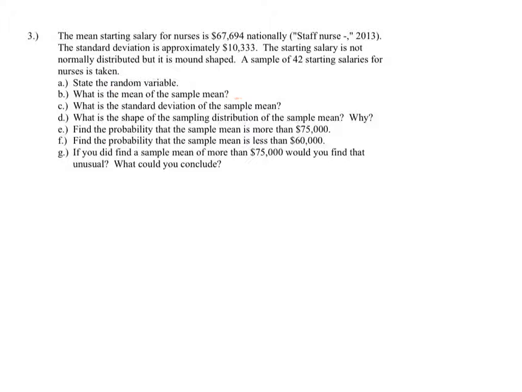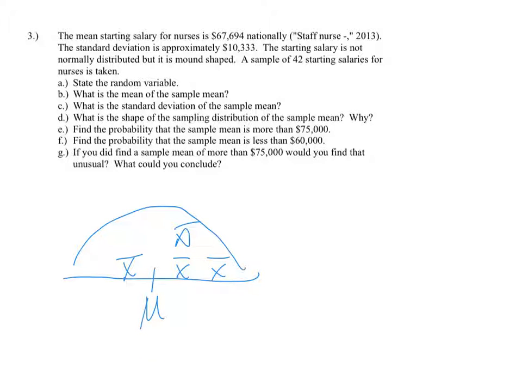The mean of the sample means is going to be the national average, and all these samples of size 42 will fall around it. Remember that pile of X bars? Here's our mu, here's our population average, and then I'm going to have all those X bars, all those samples of size 42. We're going to take all the possible samples and calculate those sample averages, and those will make a pile that's symmetric, that's normal, around that population mean.